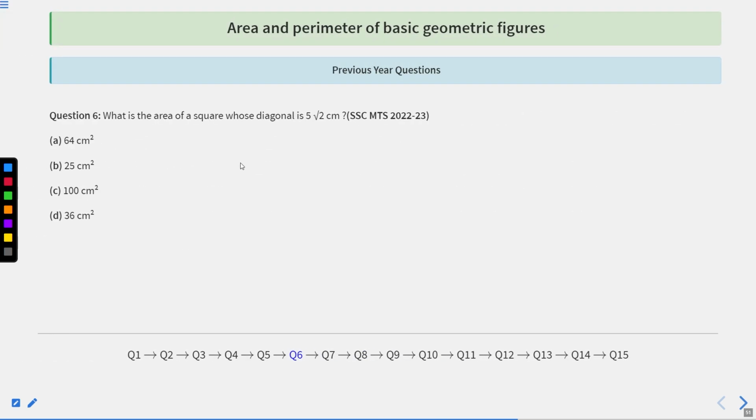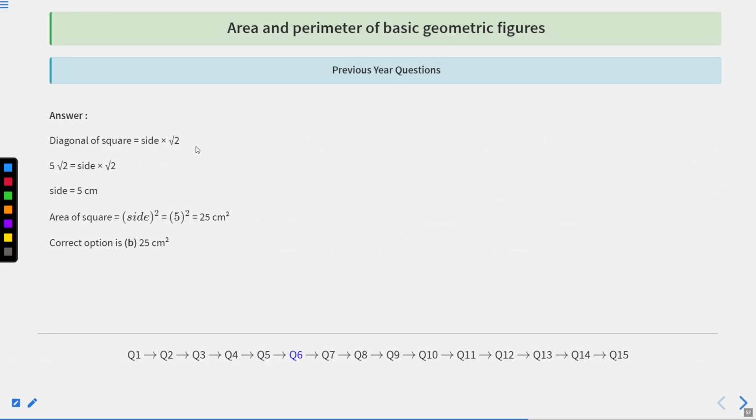What is the area of a square whose diagonal is 5 root 2 centimeter? So we are provided with a square and the information about its diagonal. The diagonal of that particular square is given to us and it is 5 under root 2 centimeter. And the question asks us about the area of that square.